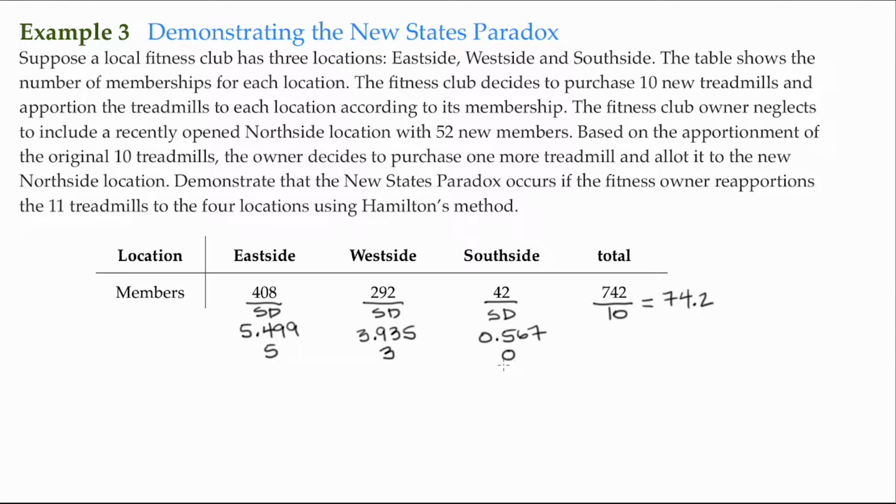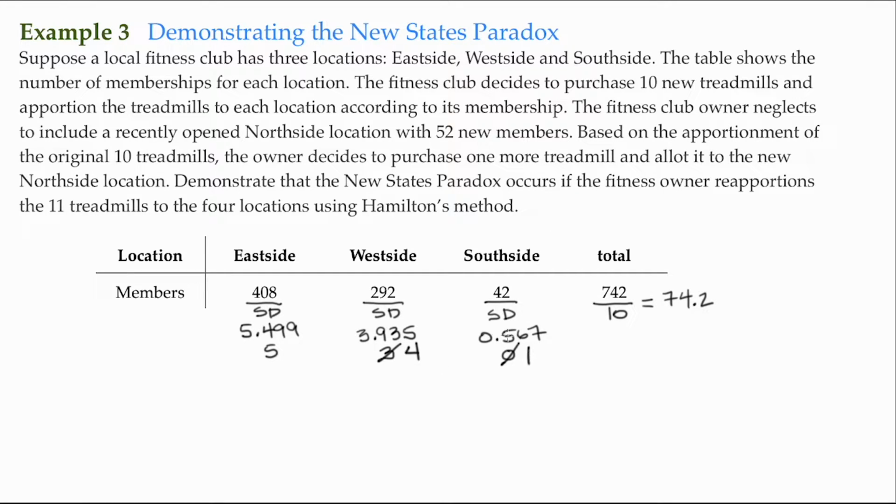5 plus 3 is 8. But we have 10 treadmills, so we have 2 treadmills left over. And again, using Hamilton's method, we allot those treadmills to the standard quotas with the largest fractional components. So we have 0.935 right here. So the west side will be given an extra treadmill. That'll be 4. And we have 0.567 here. So the south side will be given a treadmill. And of course, 5 and 4 is 9 plus 1 more. So there's 10.